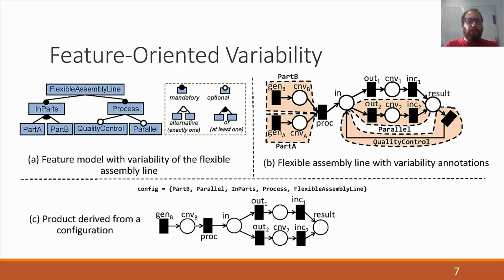We enclose the elements with a presence condition using a dashed region. The bottom figure shows the product PetriNet that results from selecting features part B, parallel, in parts, process, and flexible assembly line, and discarding part A and quality control. Please note that when we delete one object, we delete its input-output references as well. Then, we have to take into account a couple of aspects when designing the variability on the abstract syntax.